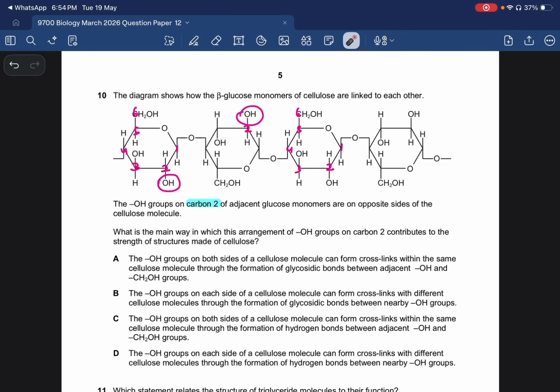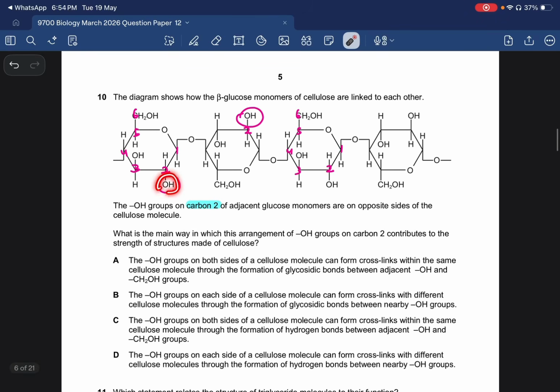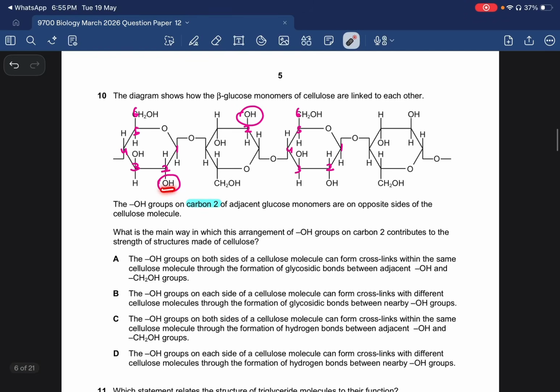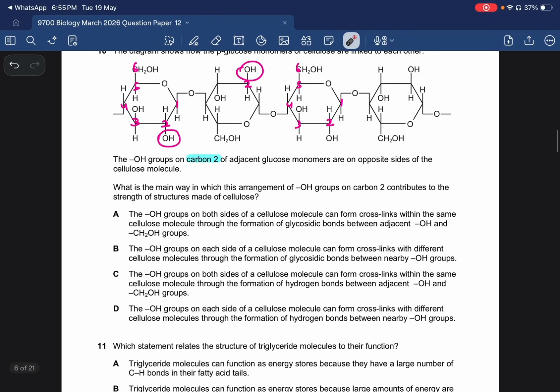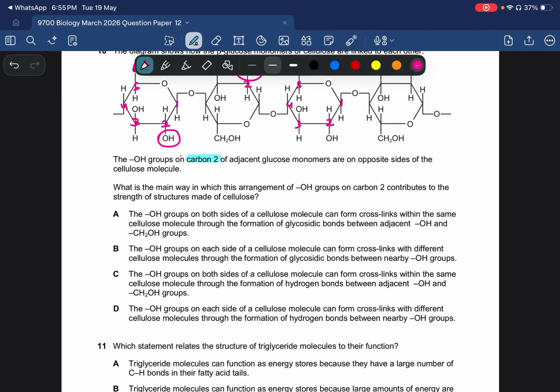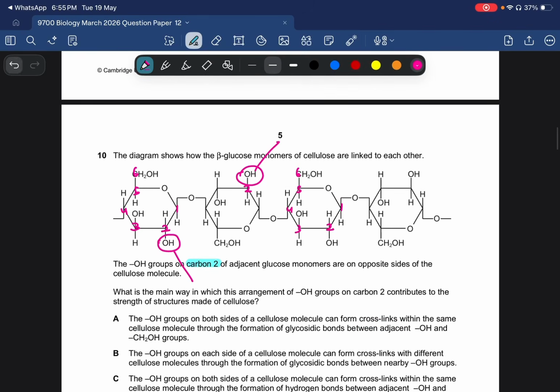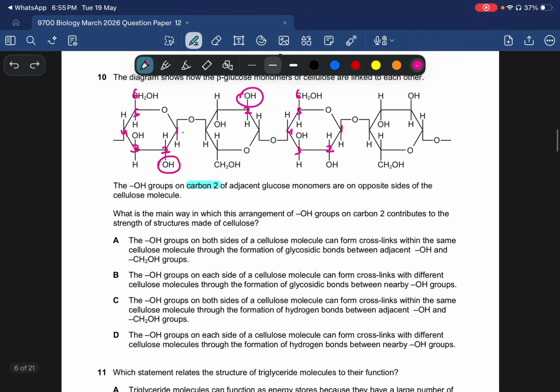So you see what's happening basically? These OH groups are forming hydrogen bonds with neighboring, or you could say adjacent, OH groups that are present on different cellulose molecules. So the OH groups on both sides of the cellulose molecule, yes, they can form cross links within the same cellulose molecule. No, they're forming cross links with different cellulose molecules, right? They have already formed the crosslinks in the same cellulose molecule.